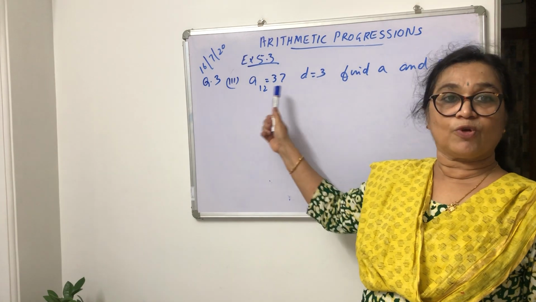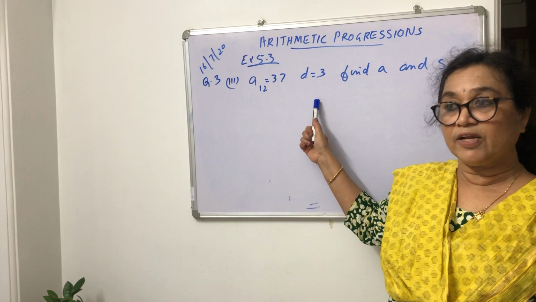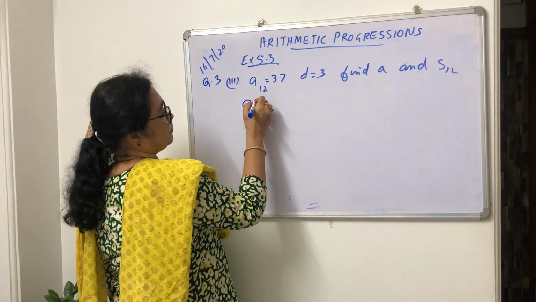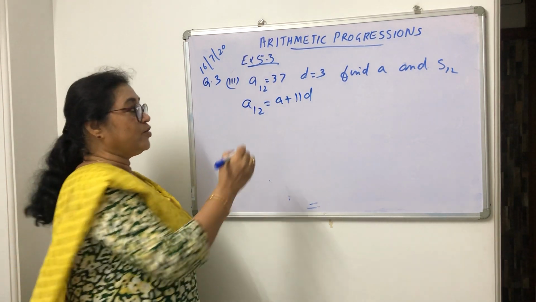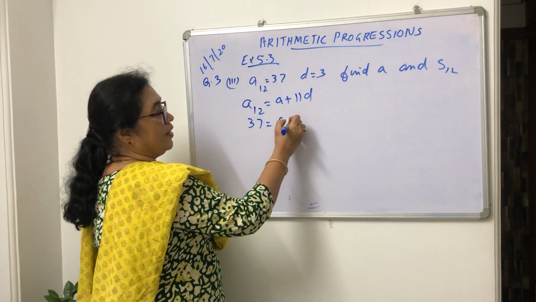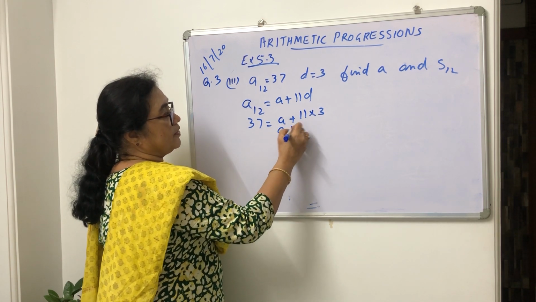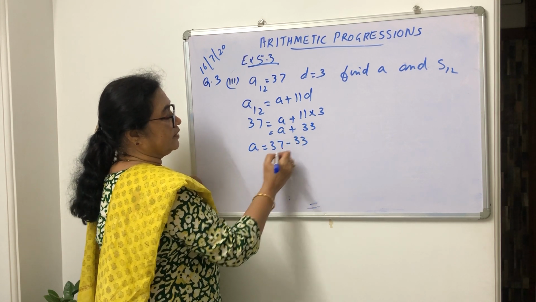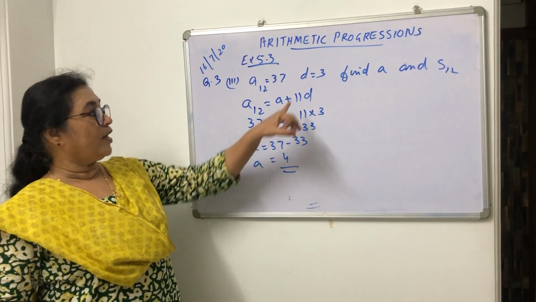N minus 1, 12 minus 1 is 11. So a12 you can write as a plus 11d. A12 value is 37. A you don't know, 11 into 3 is 33. A plus 33. So a is equal to 37 minus 33 is 4. You got a as 4 and d as 3.